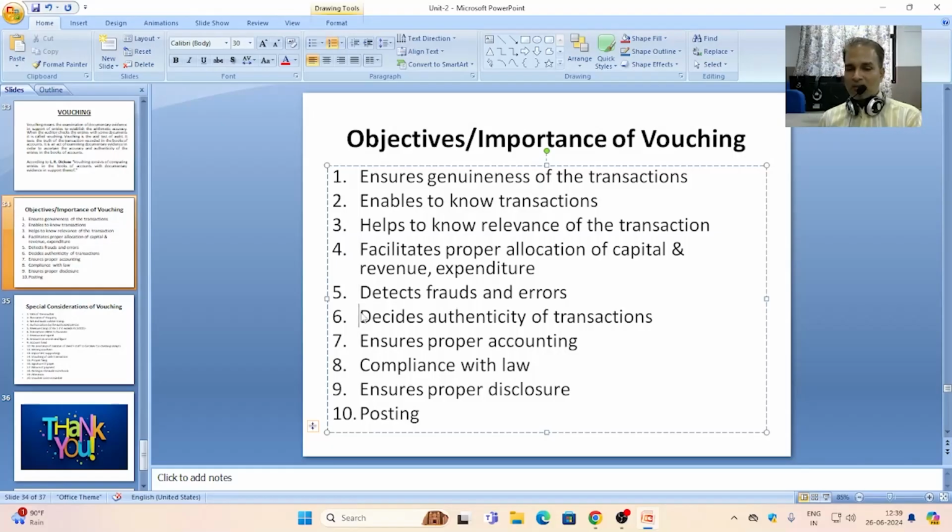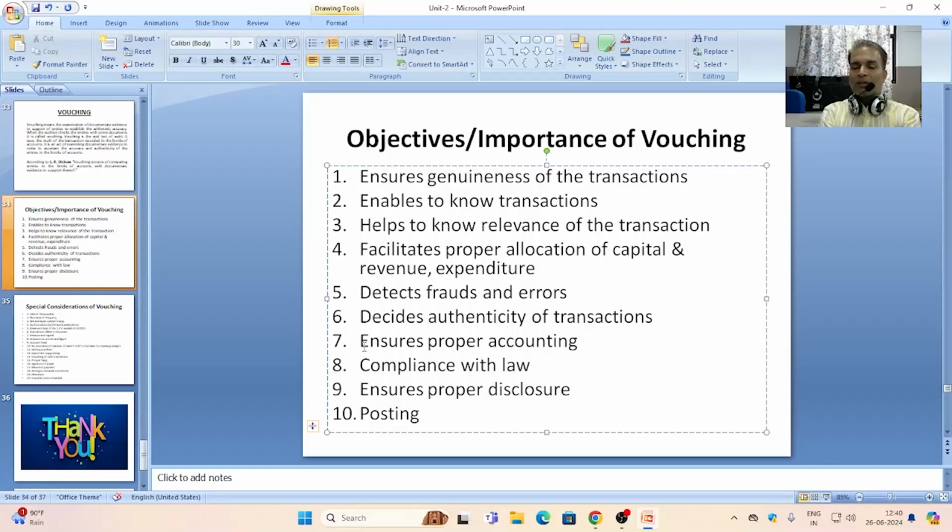Next point, it decides the authenticity of a transaction. A voucher is always passed by the signing authority of the business, and only those transactions for which authenticity is there may find a place in the recorded entries in the books of accounts, meaning the authorized signatory has passed that particular transaction. So to find out the authenticity of transactions, vouching is very important.